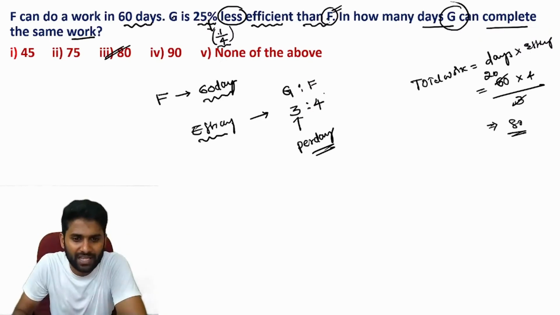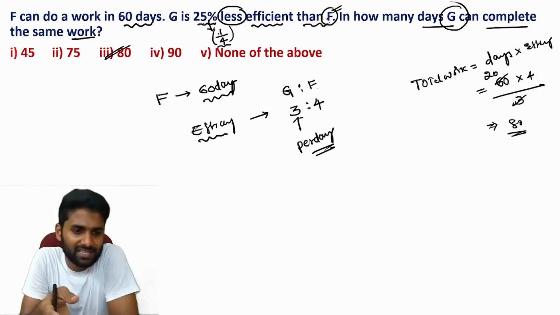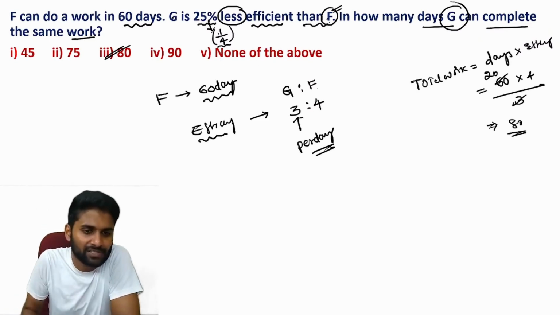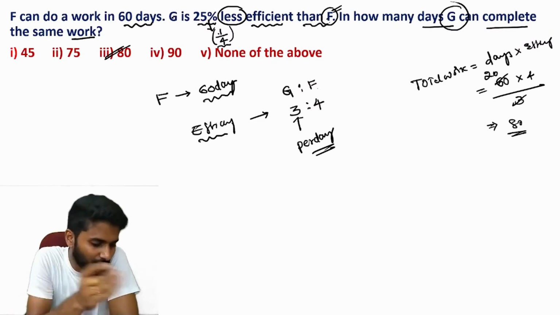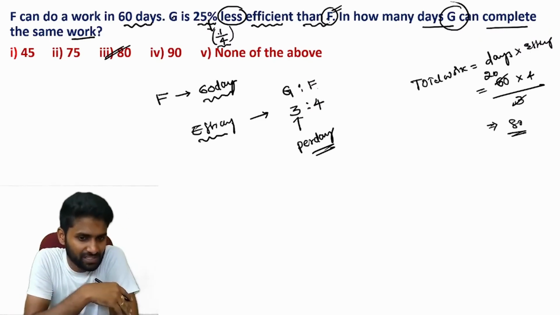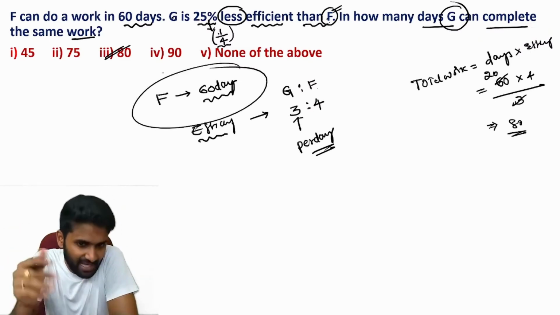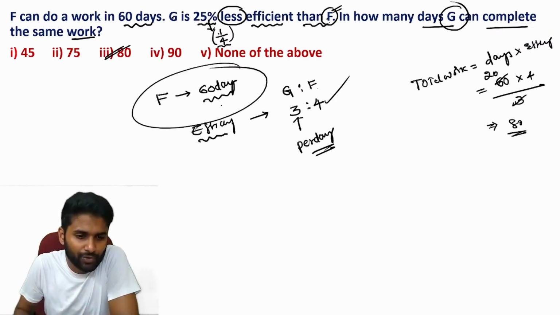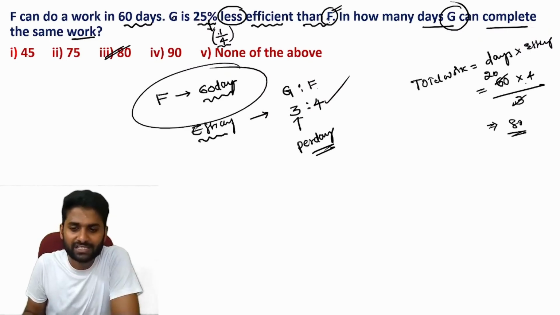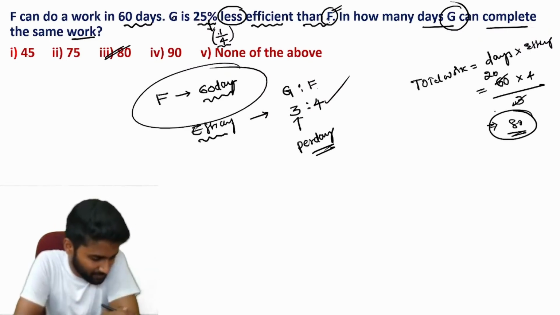Let us assume that F can complete 4 units per day. According to this comparison, G is 25% less, and 25% means the numerator says 1 unit is less. That's why G's value is 3. Now the comparison says F takes 60 days, and every day F completes 4 units for 60 days. Then the total work is 60 into 4. Now we assign the same work to G. What is G's efficiency? 3 units. 60 into 4 divided by 3 is equal to 80 days. Now clear, Akhil?